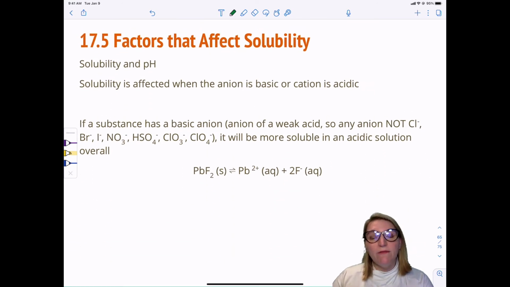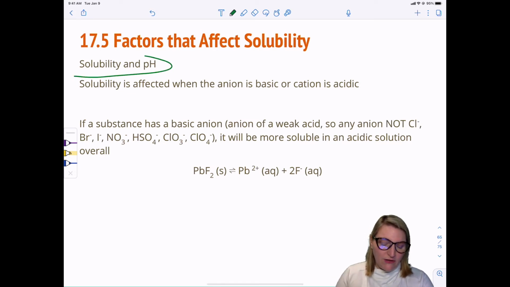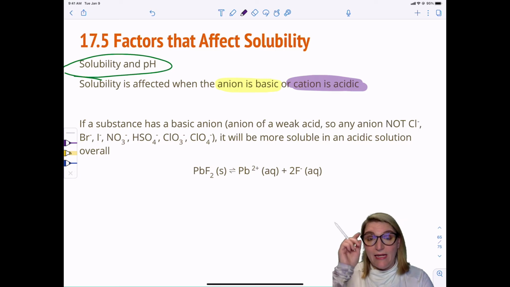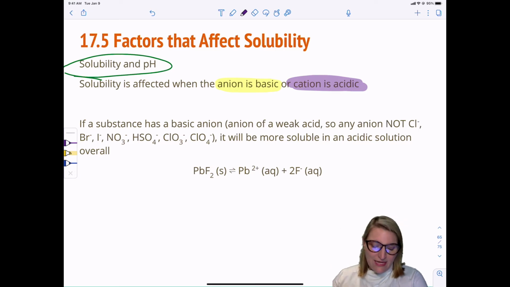Now, although we're not often dissolving an ionic compound in something that already has that ion in it, if the ionic compound that we are dissolving has certain ions, the pH of that solution may really affect the solubility of it. So we're going to be looking at solubility and pH here. There are 2 circumstances we're going to look at: if the anion is basic, and if the cation is acidic. Remember, the anion is the negative ion. What does it mean if the anion is basic?